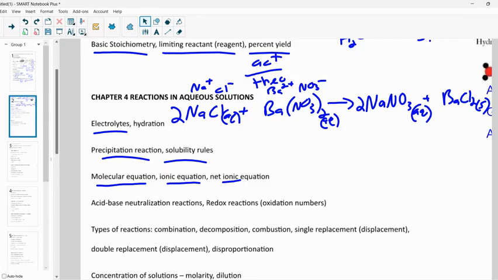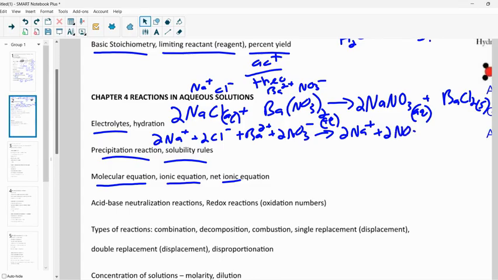What would the ionic equation look like? We don't usually do this one. We either do molecular or net ionic. What does an ionic equation look like? We take anything that's aqueous and we separate them from each other. All right, so those are going to be all separate. We're going to get, but now since the Ba changed, we're going to keep that one together.